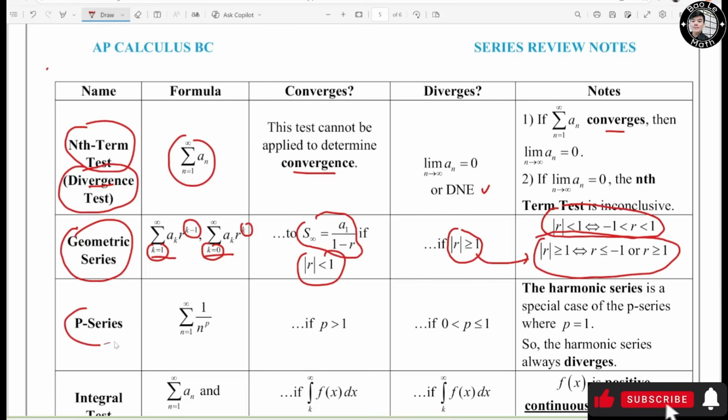Now, the p-series is going to be given by this formula. This series converges if the power p is greater than 1. It diverges if p is greater than 0 and less than or equal to 1. Note that if p equals 1, this is called the harmonic series, and the harmonic series is a special case of the p-series. And the harmonic series always diverges, so keep that in mind.